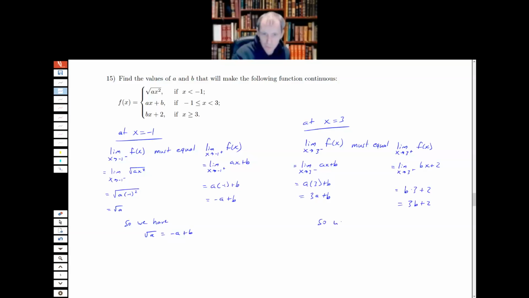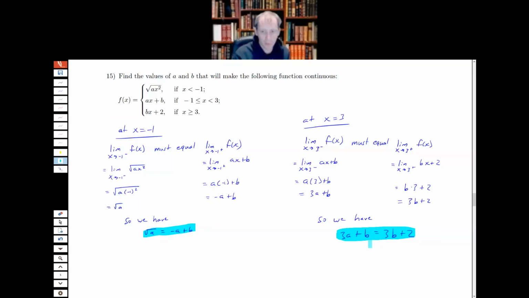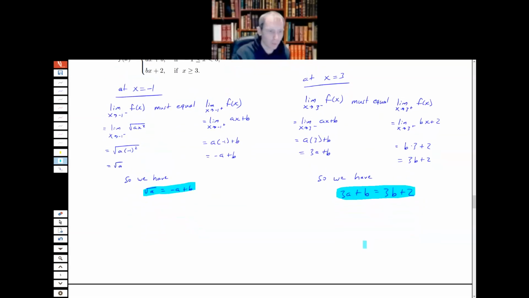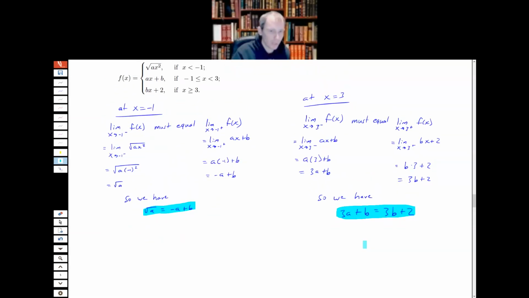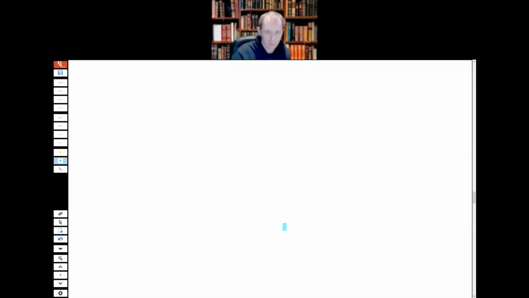So we have 3a plus b is equal to 3b plus 2. Okay, so that's the part of this problem that I think you really want to focus on. This is the important part of the problem right here. Now, we're going to have a significantly longer part of this problem where I actually figure out what the a and b are by solving these equations.